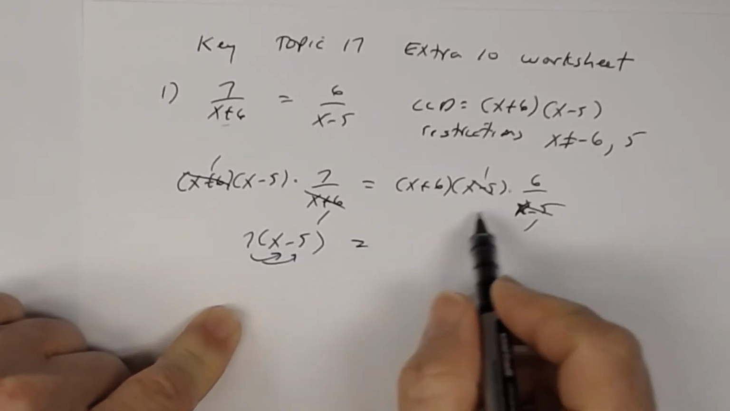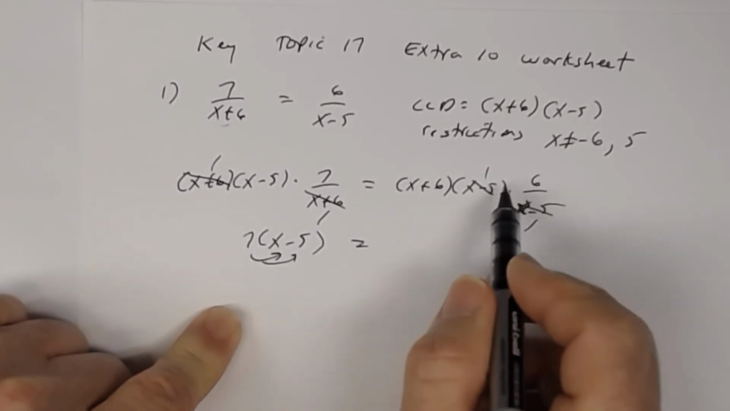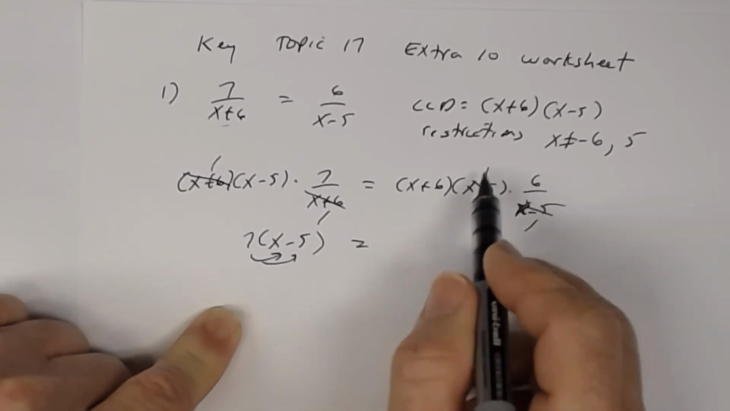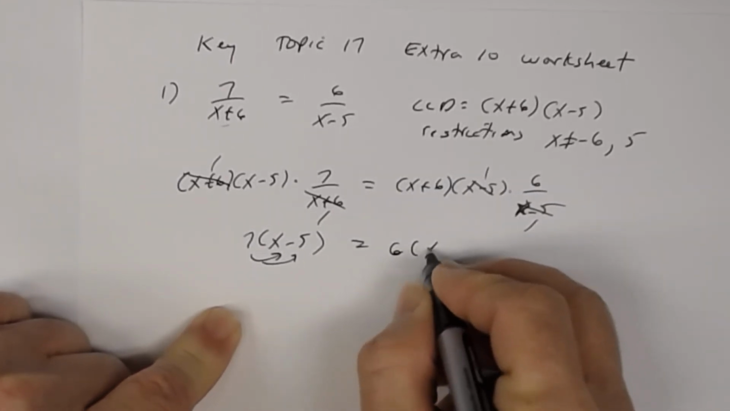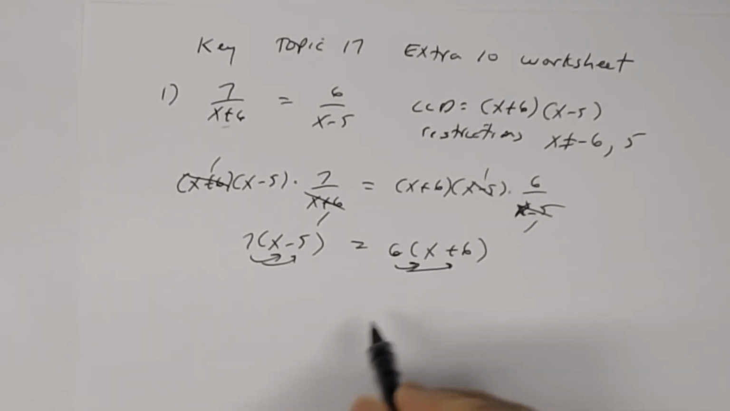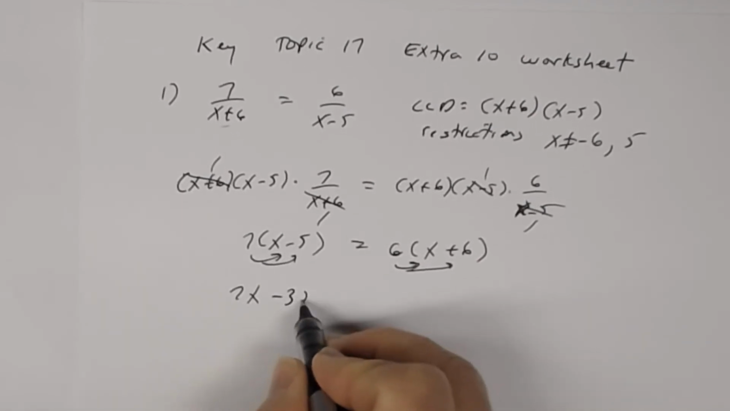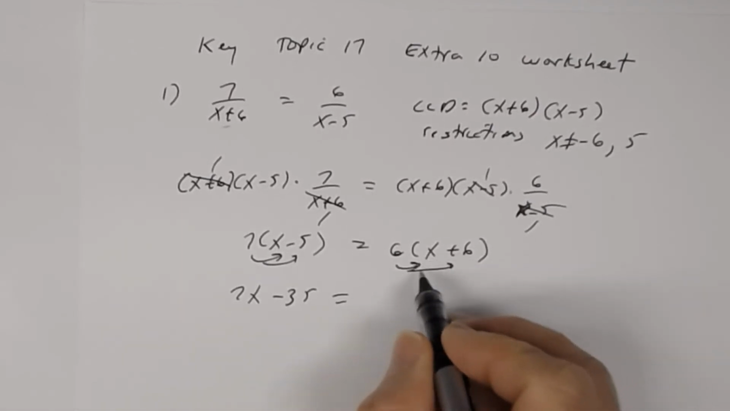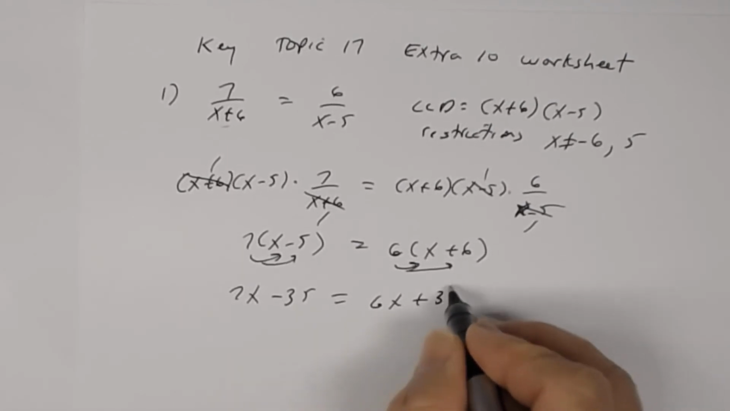Equals x plus 6 times 1 times 6. So listen carefully. 1 times 6 is 6. 6 times x plus 6 is what I have here. All right, now we're going to distribute this as well. So 7 times x is 7x. 7 times a negative 5 is a negative 35, equals 6 times x is 6x. 6 times a positive 6 is a positive 36.